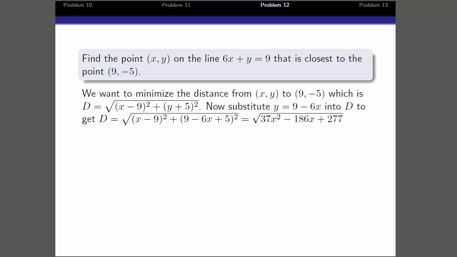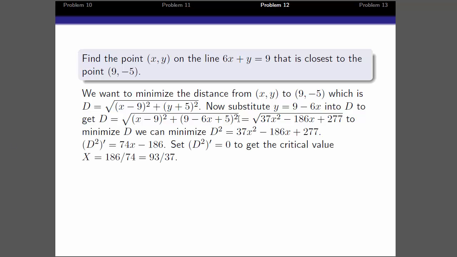So we substitute y equals 9 minus 6x into d and crunch the numbers, and it gives us another radical here. Not the prettiest thing we've ever seen. In this case, we could just find the derivative of d and get the critical values, or we can note that to minimize d, we want to minimize d squared. That way we get rid of the radical and get slightly prettier numbers, although they're not particularly pretty in this case.